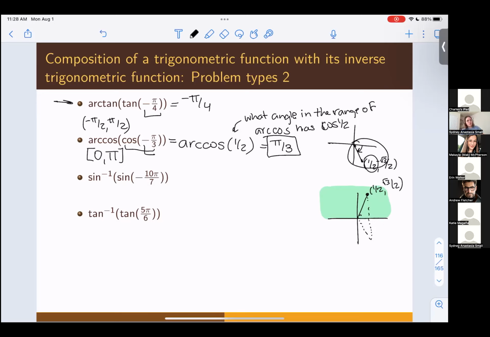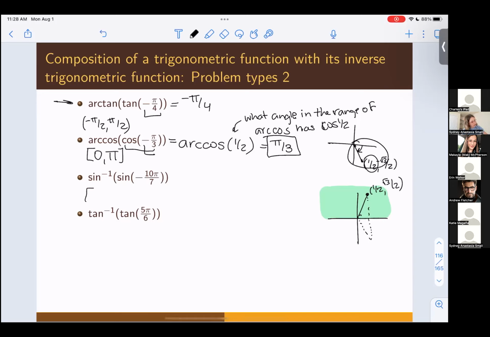Okay, let's do another one. This one was nice because we know the cosine of negative pi thirds. It worked out for us really nicely. But what happens when we're working with an angle that we can't just evaluate step by step? What if we have something we don't know the answer to, like negative 10 pi sevenths, for example? So I want to unwrap sine inverse of the sine of negative 10 pi sevenths.